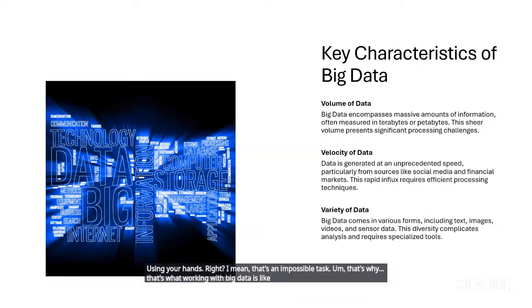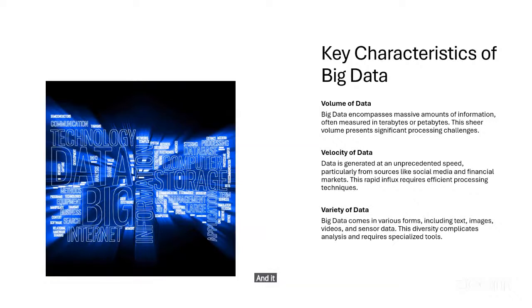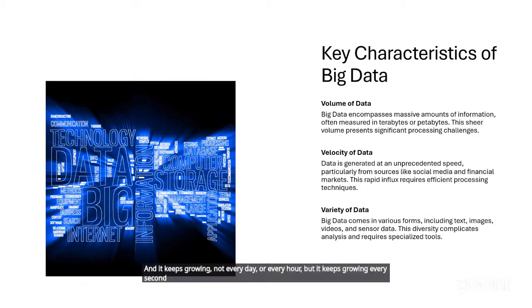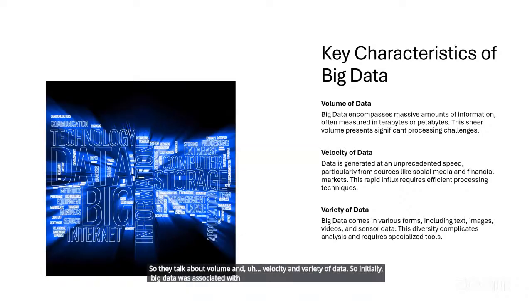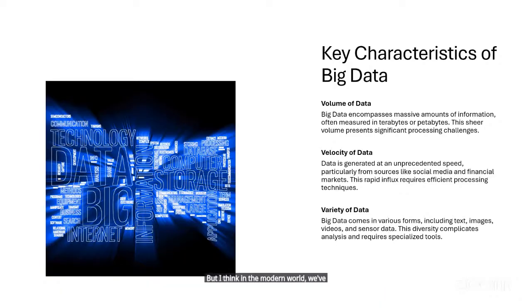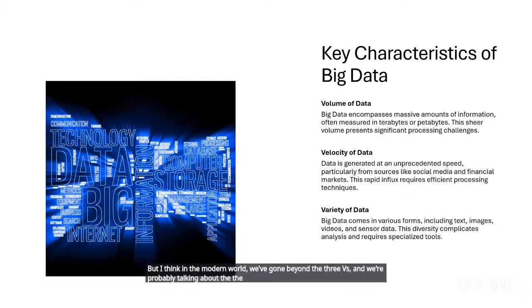That's what working with big data is like. There's just so much of it, and it keeps growing, not every day or every hour, but it keeps growing every second. There's a couple of key characteristics associated with big data, and these are typically referred to as the V's of big data. So they talk about volume and velocity and variety of data. Initially, big data was associated with the 3 V's of big data, but I think in the modern world we've gone beyond the 3 V's, and we're probably talking about the 6 or 7 V's of big data.